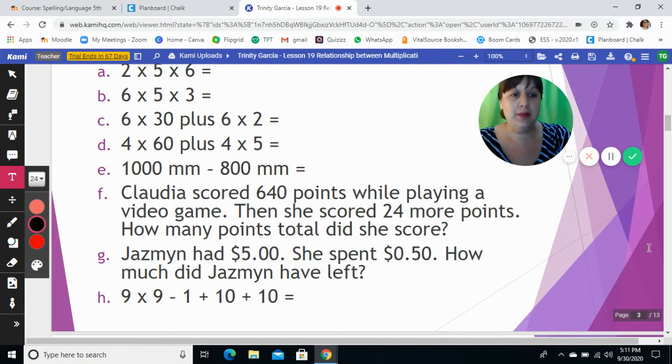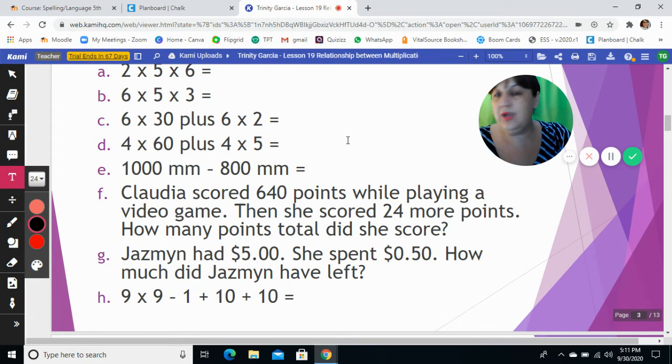Okay, welcome back. Hopefully you got all of those correct. Let's go over them really quickly just to make sure. For A, you should have 60, because remember, you're going to multiply from left to right. 2 times 5 is 10, and then 10 times 6 is 60. Remember, that's what we talked about yesterday. B should be 90. Same process. 6 times 5, and then that answer times 3, and that will give you 90.